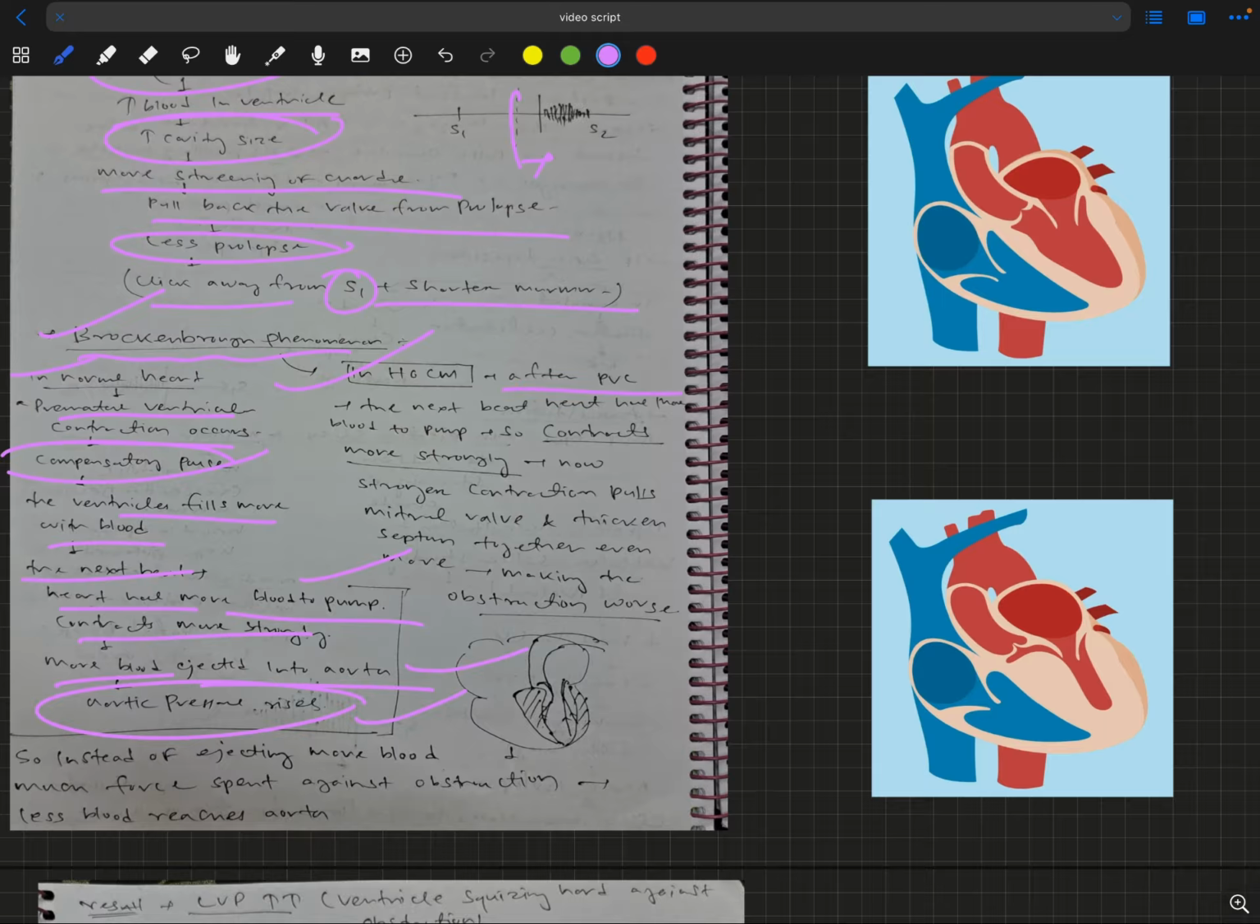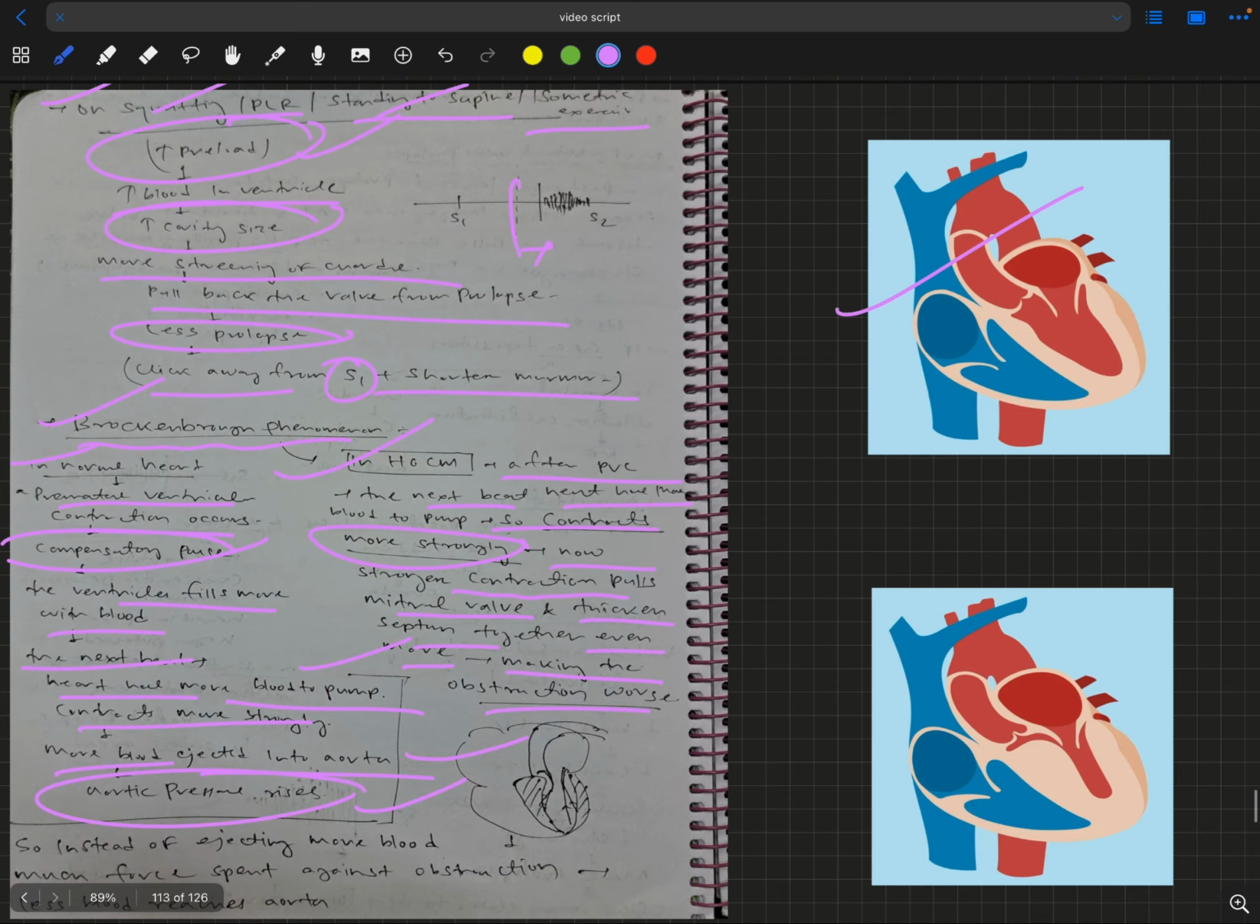After a premature ventricular contraction, the next beat has more blood to pump, so it contracts more strongly. Now the stronger contraction pulls the mitral valve and the thicker septum together even more, making the obstruction worse. So this is a normal heart. In this normal heart, following a premature ventricular contraction, there will be more cardiac output.